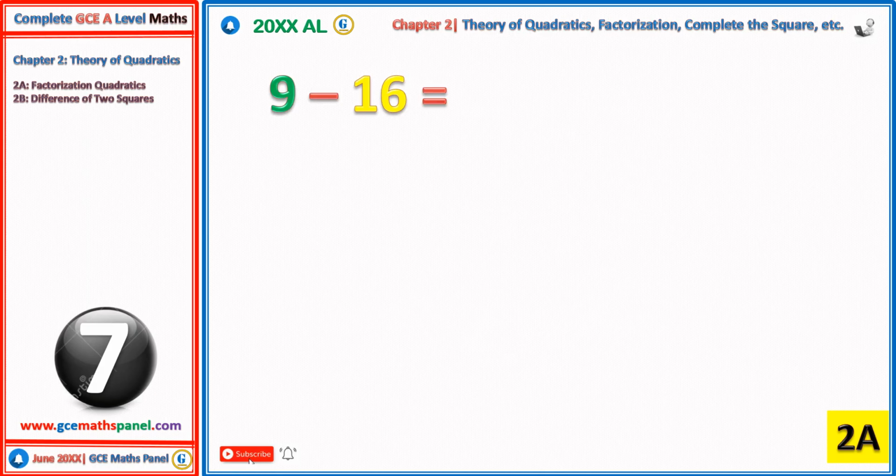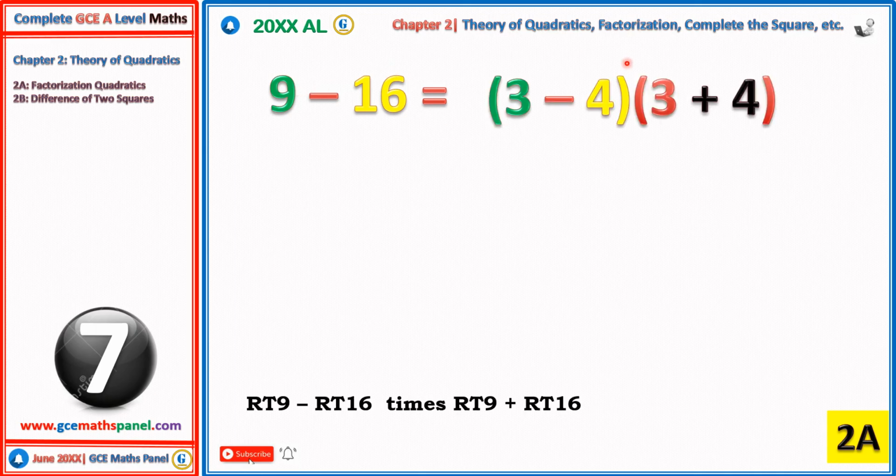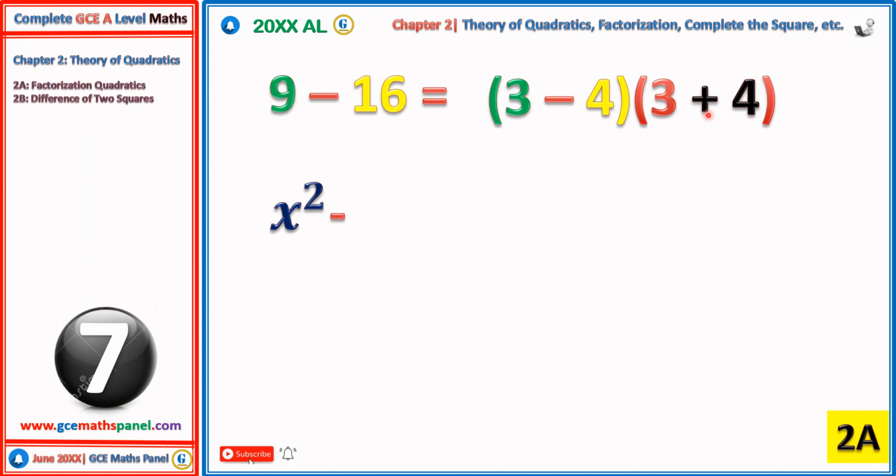9 minus 16 will be equal to, you take the square root of each of these squares. The square root of 9 is 3, the square root of 16 is 4. So the difference of these two squares when factorized is written in this shortcut I've given here: root 9 minus root 16 times root 9 plus root 16. So just write 3 and 4 in those brackets. One bracket is negative, the other one is positive. That's the shortcut. No waste of time.